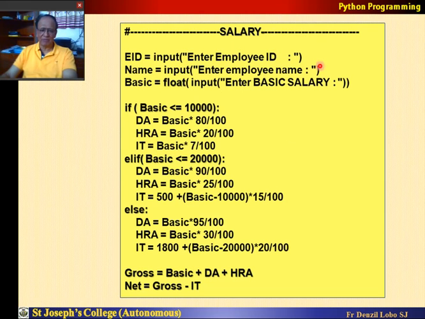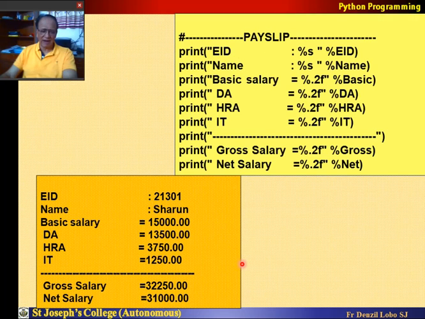employee ID, get the name of the employee, and get the basic. So these are the only three inputs. And here, if the basic is less than or equal to 10,000, then you calculate DA, HRA, and IT according to the formula. If basic is less than or equal to 20,000 but greater than 10,000, you calculate DA, HRA, and IT as mentioned earlier. Else DA is equal to 95% of basic, HRA is equal to 30% of basic, and IT is equal to 1,800 plus 20% of basic minus 20,000. Then you calculate gross and then net.